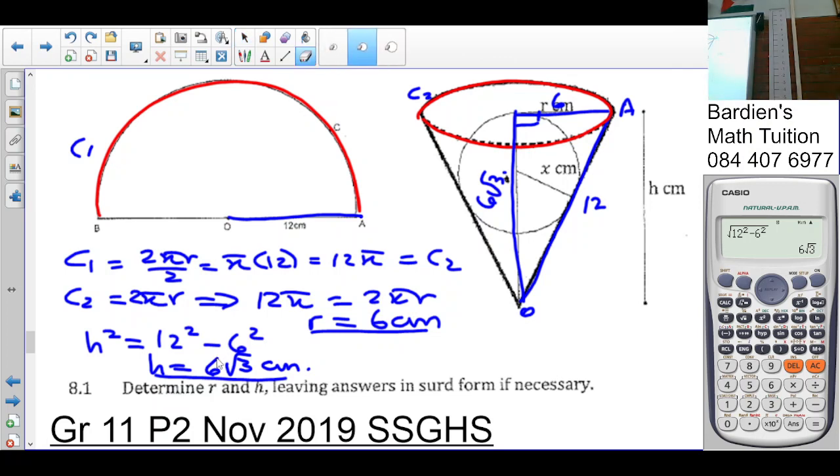Okay. Is there any problems here with 8.1? But the answer for h is 6 root 3. Okay, I've made a mistake there. I've written 24. It's supposed to have been 12. Okay. Thank you.